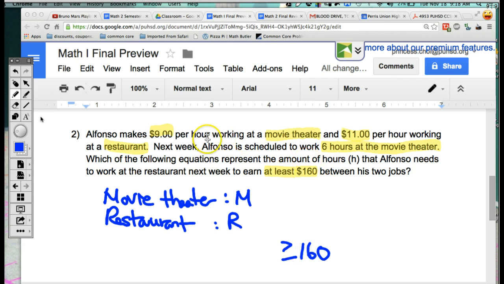$160, okay? Now, if he makes $9 an hour working at a movie theater, if he only works 1 hour, how much is he going to get paid? $9. If he works for 2 hours, how much is he going to get paid? $18, right? So how did you get that? You had to multiply, right? So it's going to be 9M, okay, plus restaurant is $11. Wow, he's getting paid a lot at the restaurant, huh? So $11 at the restaurant, so that's 11R. And that has to be equal to or greater than $160.